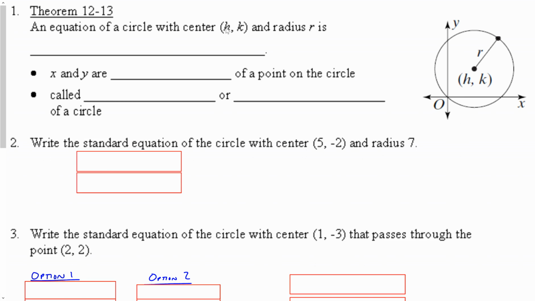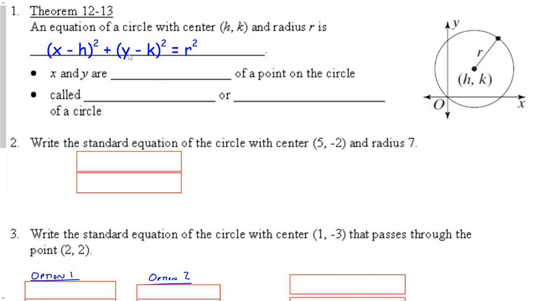H in these equations is always the x coordinate of the center. K is always the y coordinate of the center. And then r is your radius. So the equation looks like (x minus h) quantity squared plus (y minus k) quantity squared equals the radius squared.